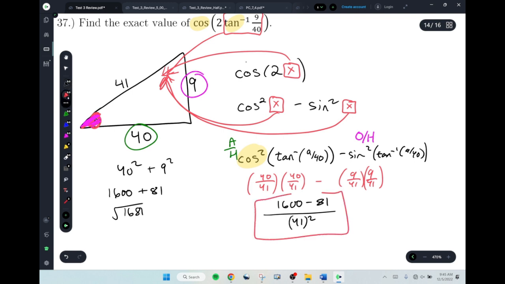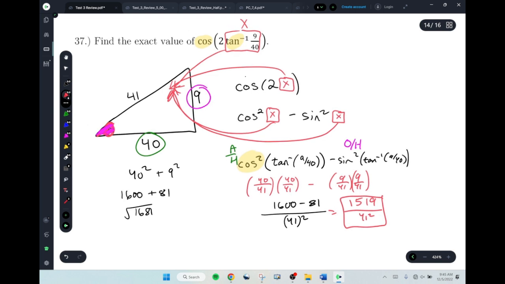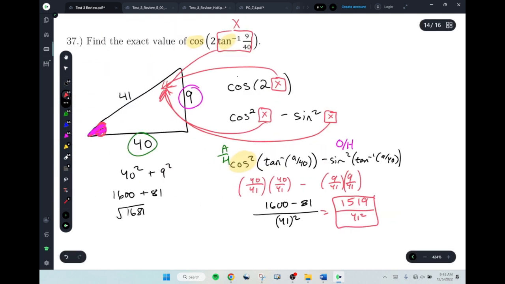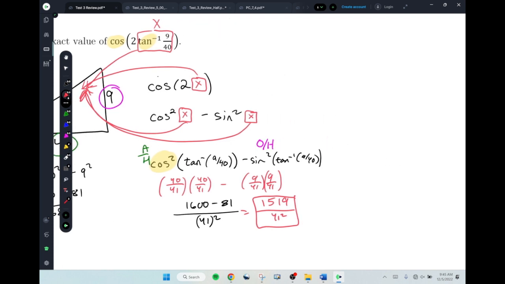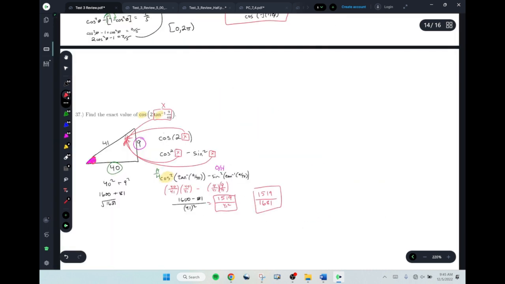I'm leaving it there. Technically, I guess you could do the 1600 minus 81. That's like 1519. Yay? Is this with a calculator? Yeah, this 41 squared, I think so. Oh, we already know it. That's funny. 1519 over 41 squared, which is 1681. Thank you. Call it a day. And it doesn't simplify, right? I don't know. If it does, I wouldn't count you wrong for not, especially on a test.